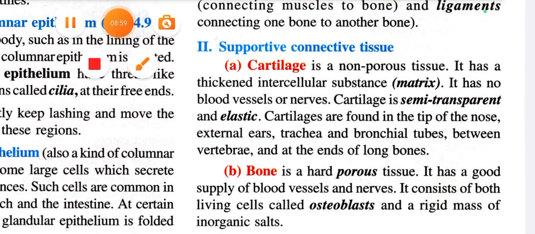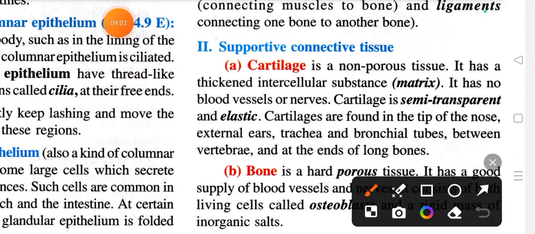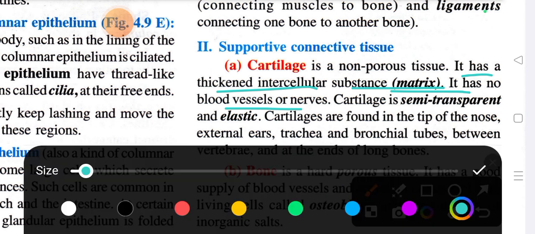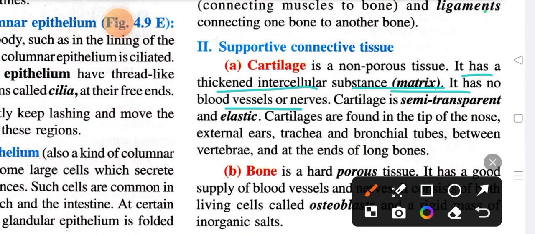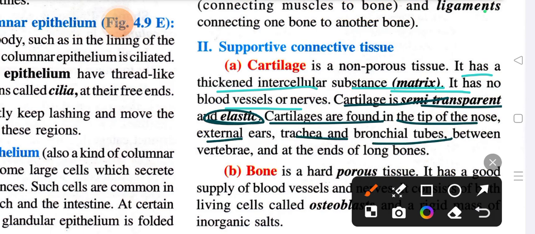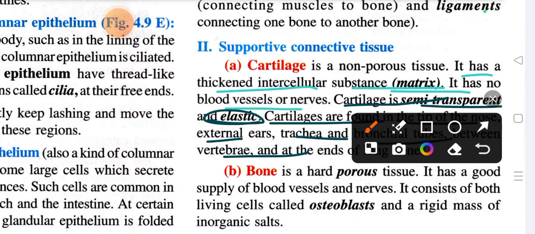Cartilage is a non-porous tissue, found in our ear. It has thickened intercellular substance called matrix. It has no blood vessels or nerves, like the ear. When you poke a hole in your ear, blood doesn't come out, right? Why? Because it doesn't have that kind of characteristics. It doesn't have any blood or nerves within it. Cartilage is semi-transparent and elastic. Cartilage is found in the tip of the nose, external ears, trachea, bronchi tubes, between vertebrae and the ends of long bones.